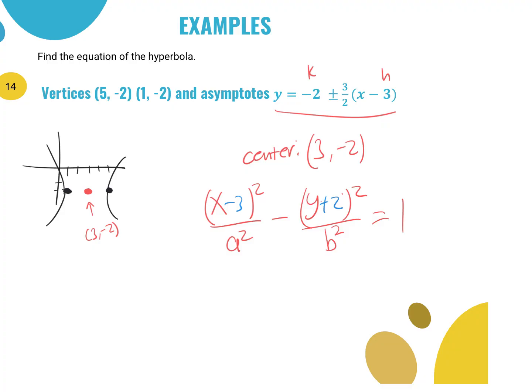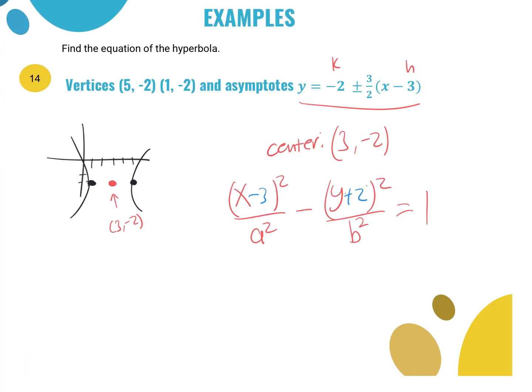All right, what else can we figure out? We can figure out our a value, right? From the center to your vertices, that's 2 units. So a squared has to equal 4. I can go ahead and replace that a squared with a 4. What else can I find? Well, we know this right here, this 3 over 2 represents either b over a or a over b. And since the b squared is with the y, I know that b has to be on top. So I know that 3 over 2 has to equal b over a. All right. And then that a value we just found, right? It's 2.